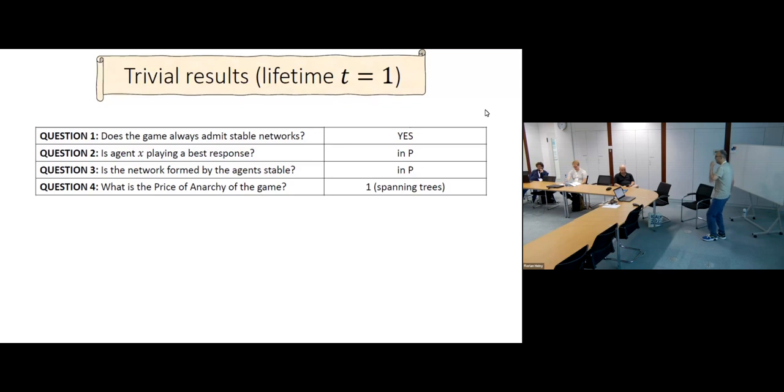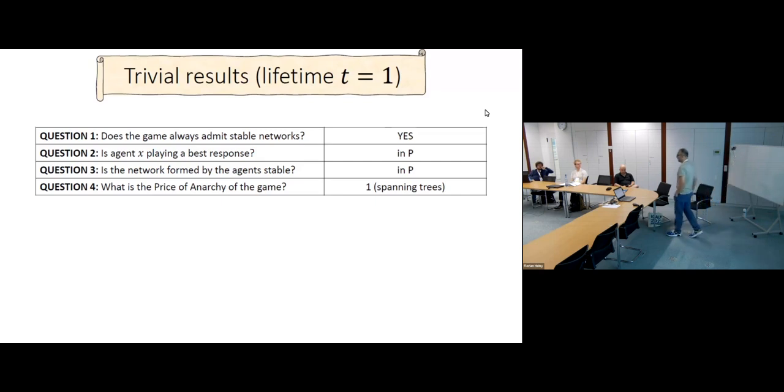So if we think of the problem for this case of static graphs, meaning host graphs with lifetime equal to 1, then the answer to the 4 questions is trivial, because the game is a potential game, so it belongs to a specific class of games that do always admit stable networks. It's easy to see that a network formed by the agents is stable if and only if it is a spanning tree, which means that the price of anarchy of the game is 1 in this case.